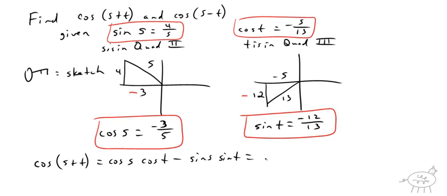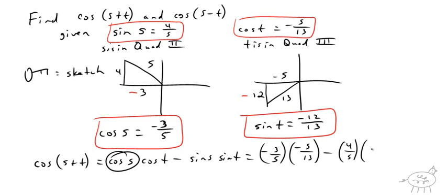So literally, we're almost done here. You're just plugging in. When you see cosine of S, you're substituting -3/5 for it. It's so easy. Cosine of T, you're substituting -5 over 13. Now notice I don't have cosine of negative 3/5 and cosine of negative 5 over 13. Truly, cosine of S is negative 3/5. Cosine of T is negative 5 over 13. Okay, so let's keep going here. Sine of S is 4/5. And sine of T is negative 12 over 13.